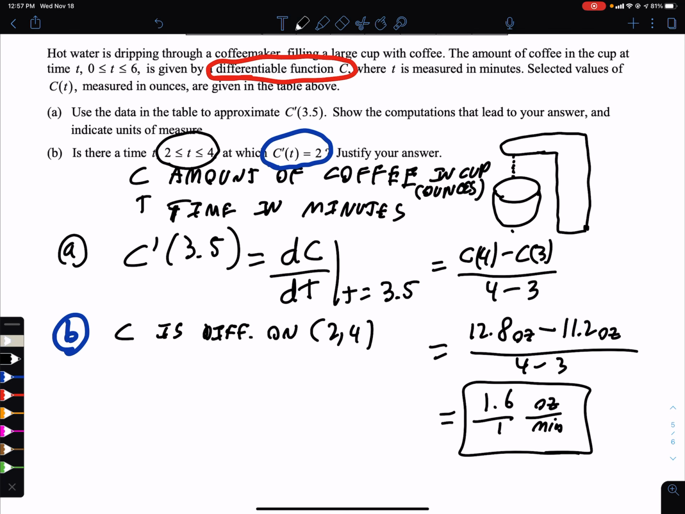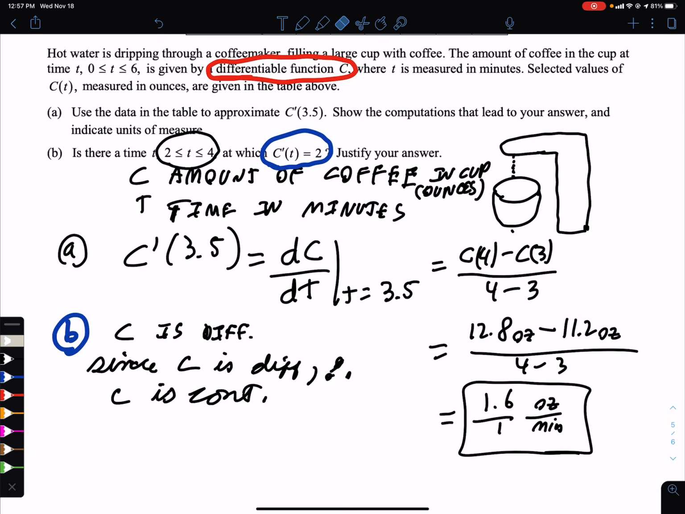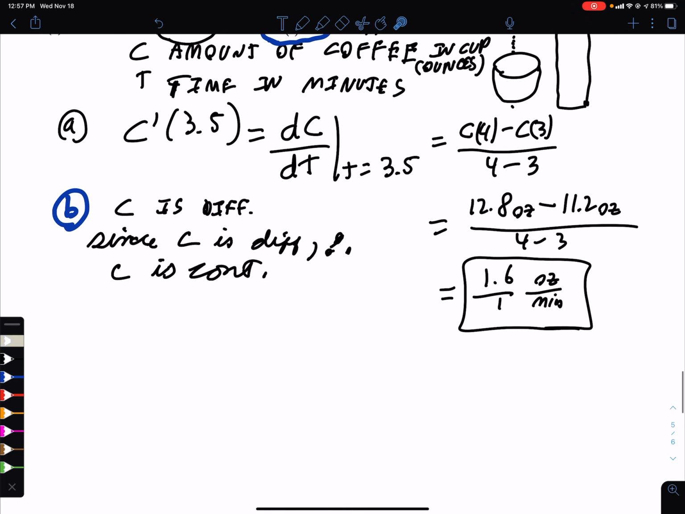So we should say, since C is differentiable, therefore C is continuous. So now we have differentiability and continuity for this function. And I'm not going to say on, I'm going to say everywhere. C is differentiable everywhere. So I'm just going to say that. C is differentiable, given. Since C is differentiable, therefore C is continuous. We have differentiability and continuity.